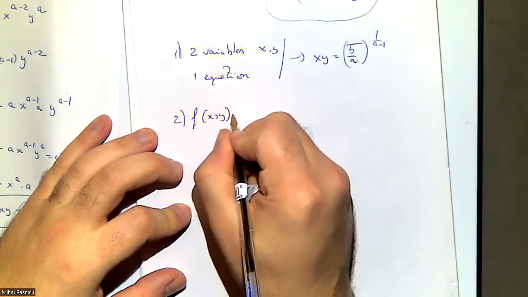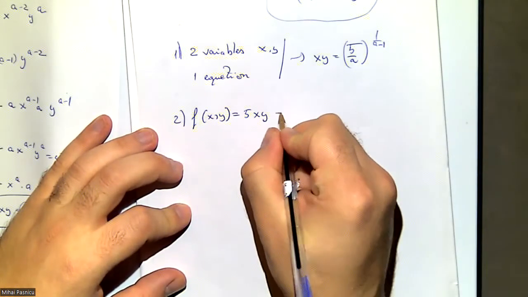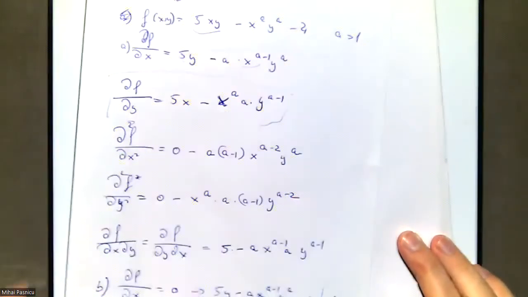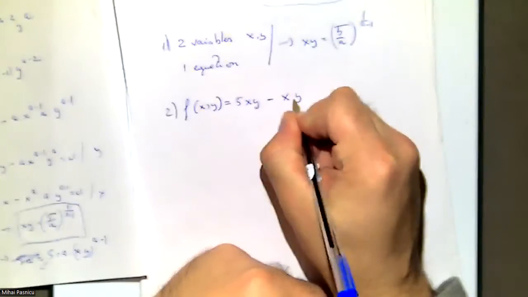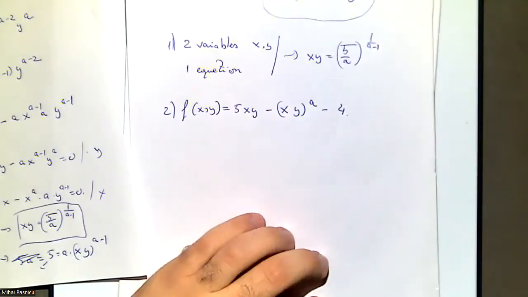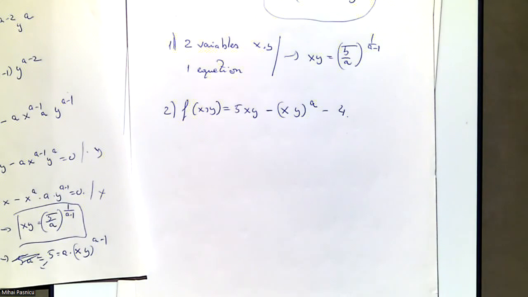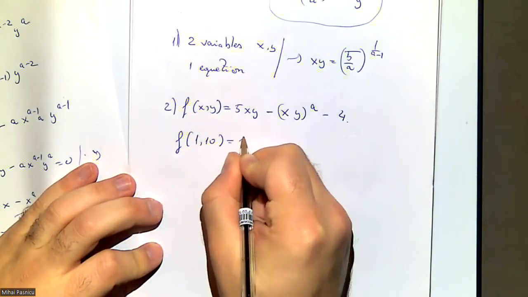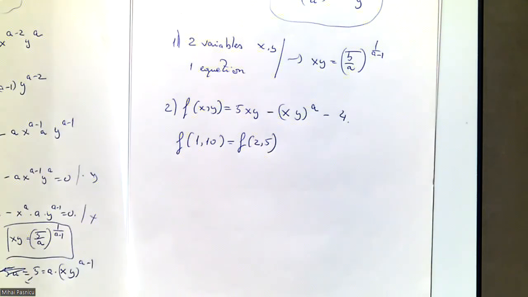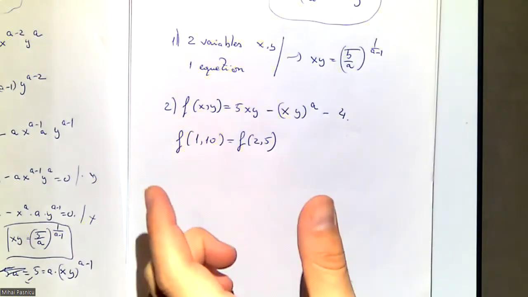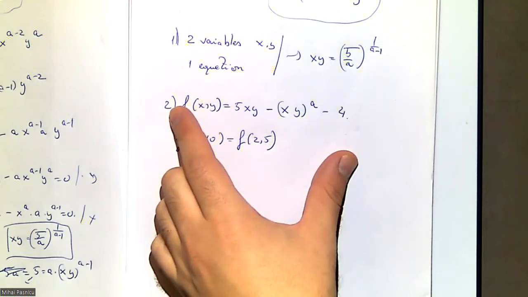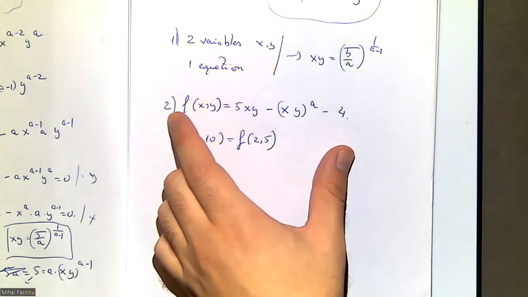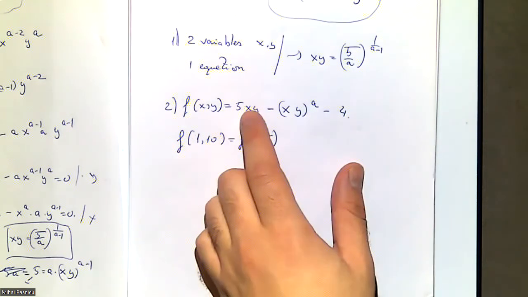Okay. And what I was looking for is something like this: f of xy is equal to 5xy minus x to the power of a, y to the power of a, so I just get xy to the power of a minus 4. So now you can look at this function. And the idea is that f of 1, 10 is equal to f of 2, 5. Makes sense. If you just replace them, you notice from this that the value of the function is given only by the product of x and y. This function does not depend particularly on x and on y each of them. It's just on their product.